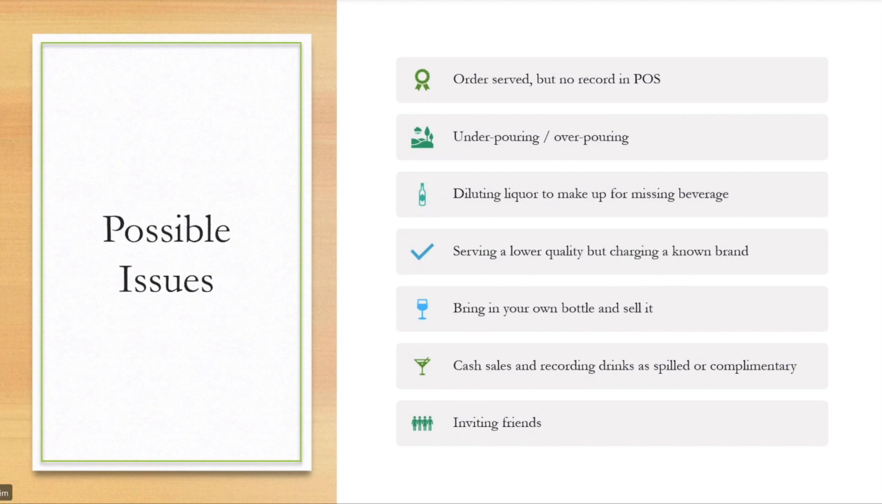Basically, on the customer side there is diluting liquor to make up for missing beverage, which you never want to do because you're also diluting the flavor. Bring your own bottles and sell it. This is also something that's interesting, but obviously not what you want. So no employee can bring their own bottles and sell them at a cheaper price to the customers. That's not possible. And obviously, what has also happened is serving, for example, a bottle of Beluga vodka in a Beluga bottle, which is actually very cheap vodka. That you can't obviously do as well.